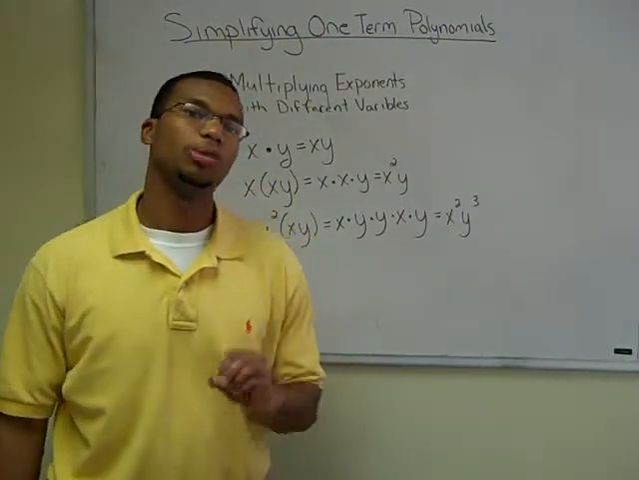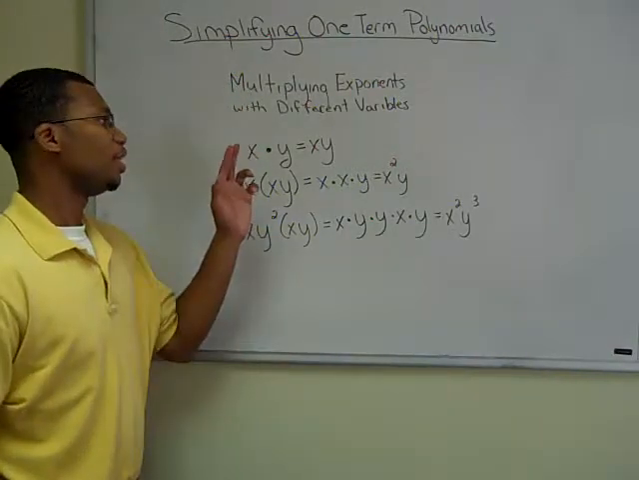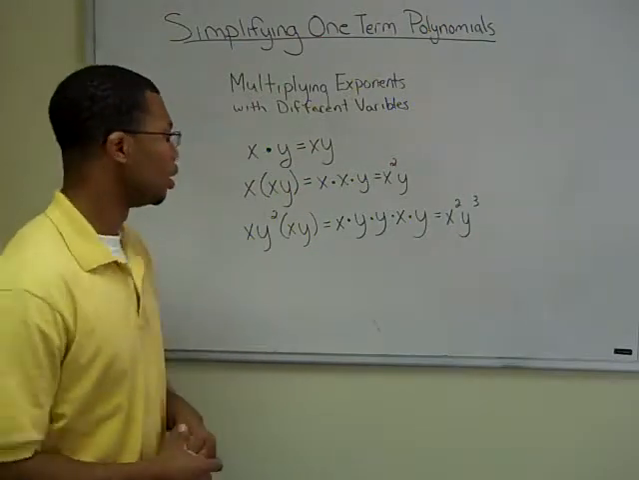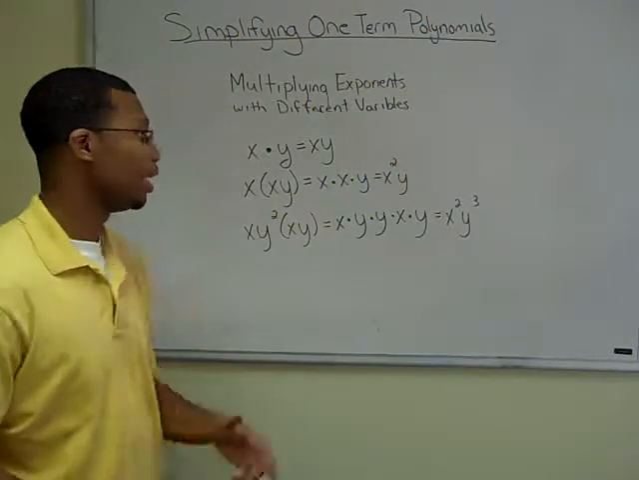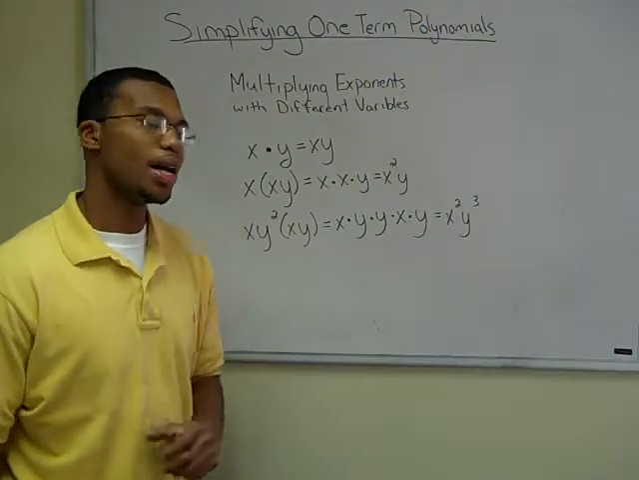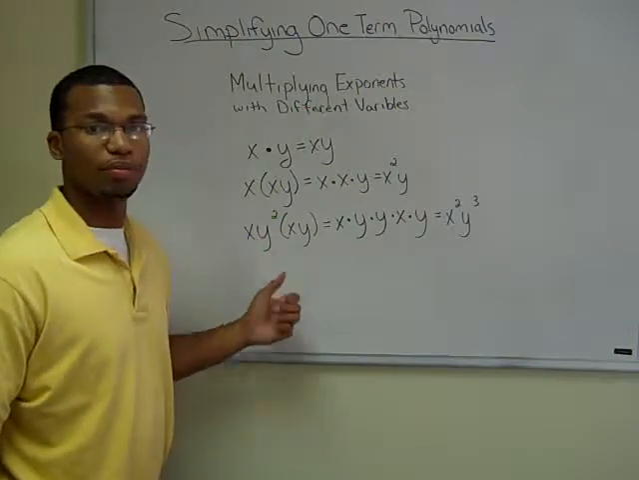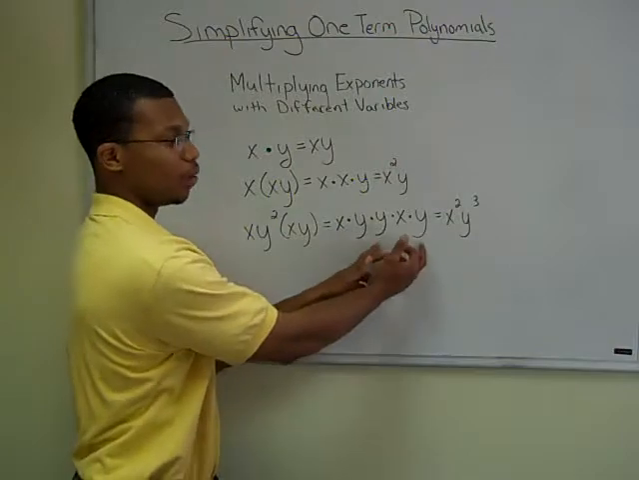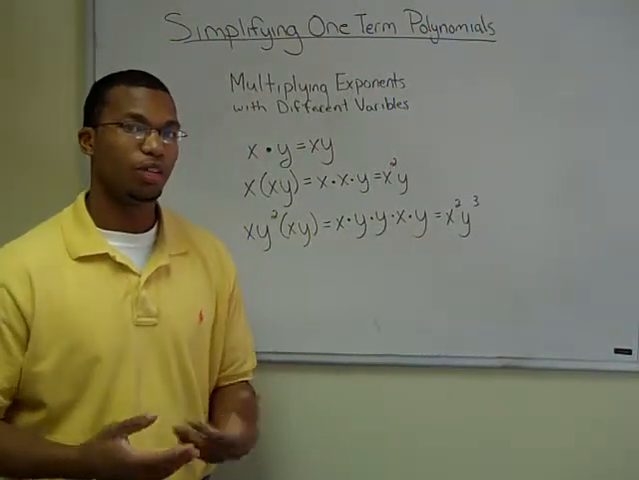Now we're going to talk about multiplying exponents with different variables. So in the first example, if I had x times y, that's going to give me xy. If I had x times the quantity of xy, well, that's the same thing as saying x times x times y, which is x squared y. And lastly, if I had x times y squared times the quantity of xy, well, then I have 2 x's and 3 y's. So my answer would be x squared y cubed.